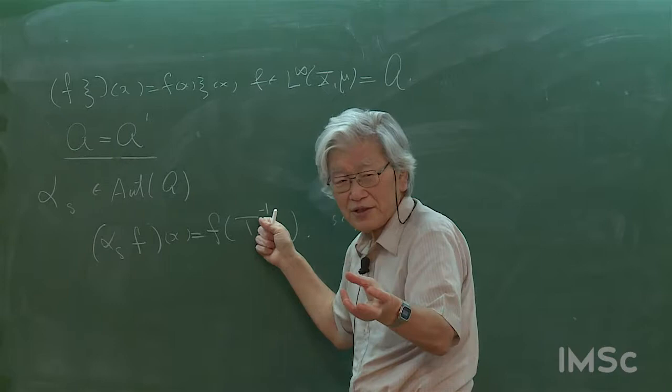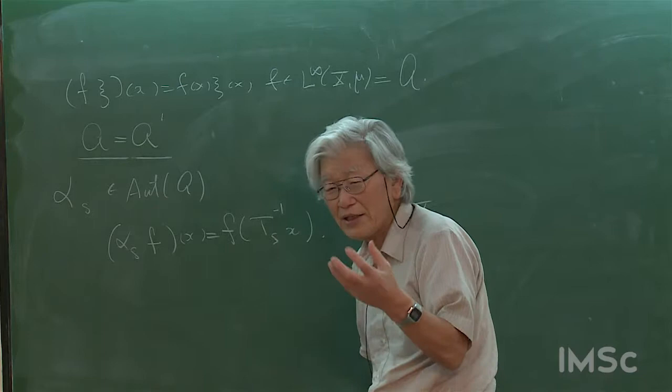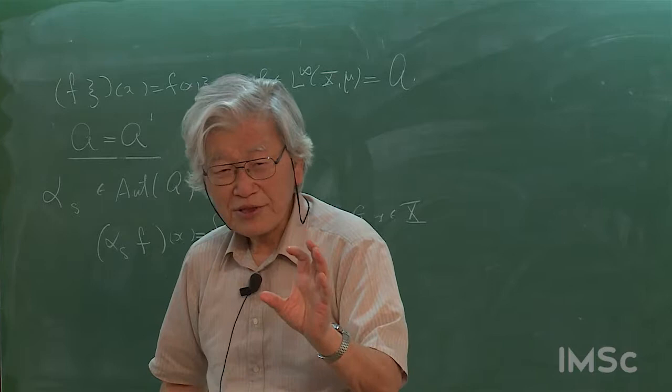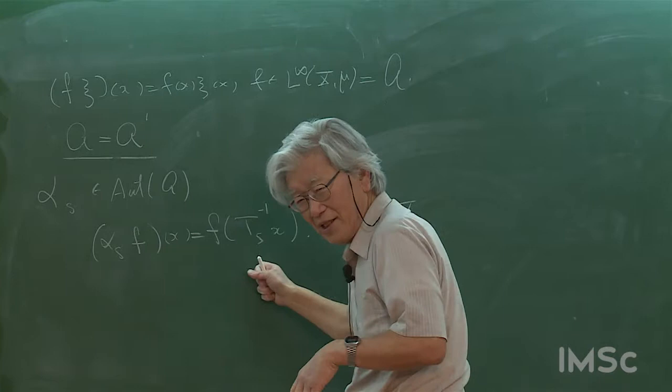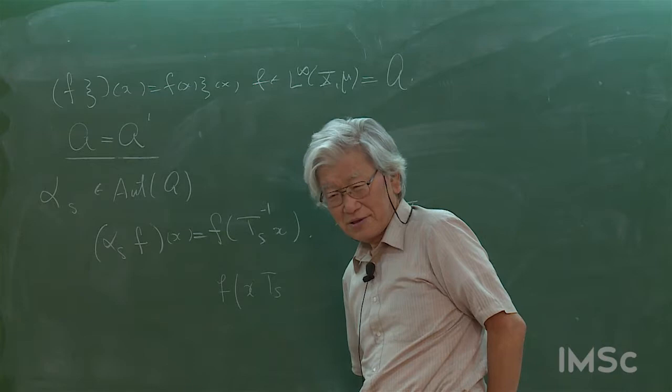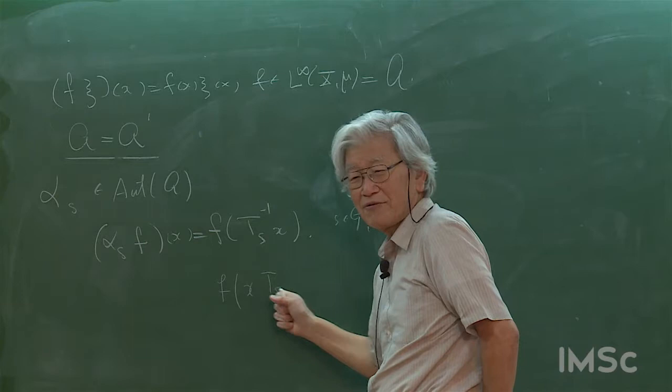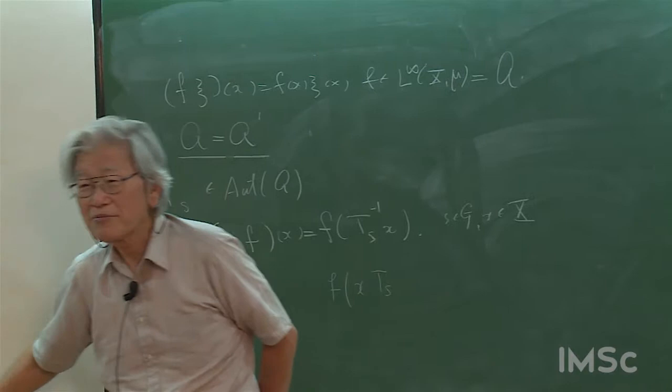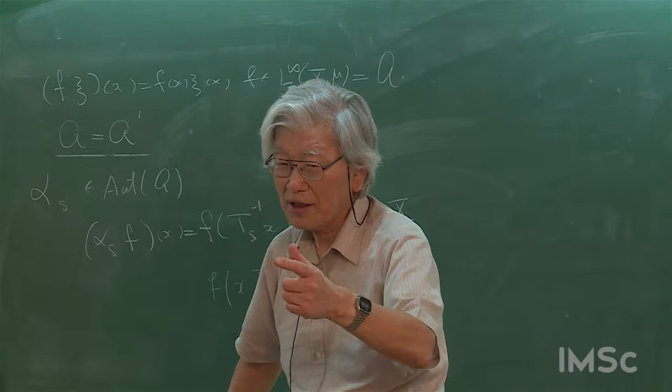So when you are handling a semigroup instead of a group, you cannot write it this way because the inverse need not exist. In that case, you have to operate T_S from the right. That's the only way. So, translation from the right, to preserve the multiplication rule alpha_ST. You don't want to have alpha_T alpha_S.